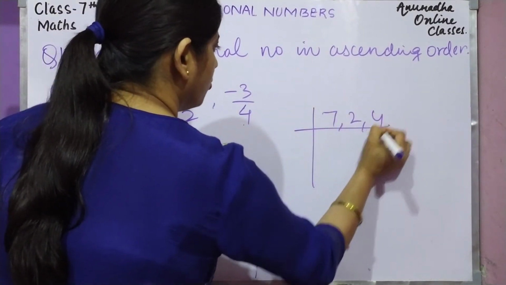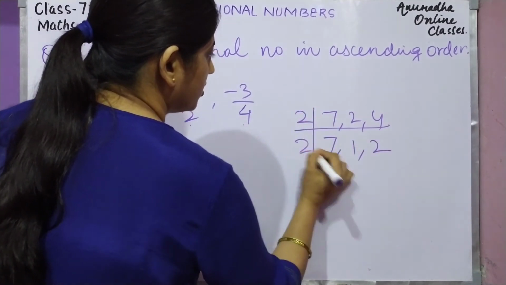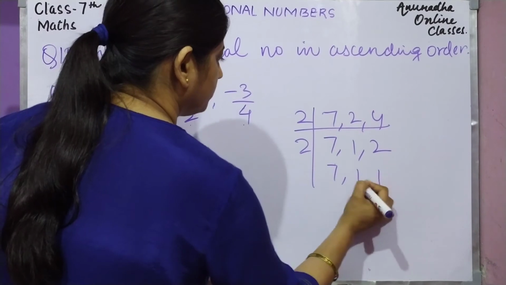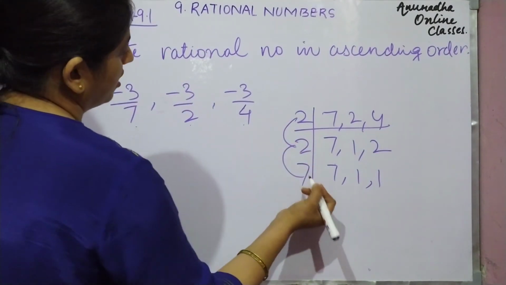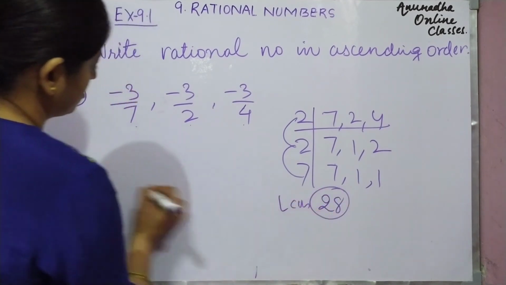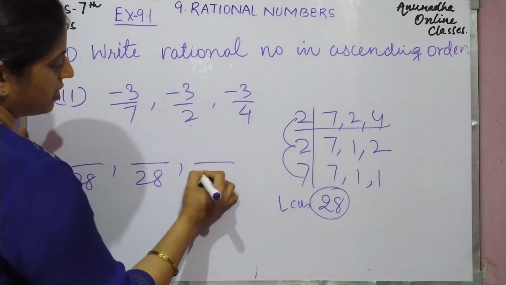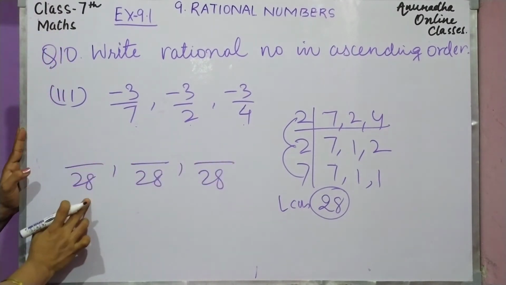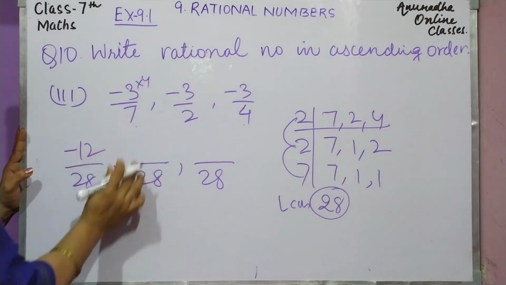7, 2 and 4. 2, this is 1 and 2. This is again. Then 7, 2, 2s are 4. And 4 7s are 28. What is our LCM? LCM is 28. So just put it 28, 28 and 28, right? 7 कितने जा? 7 4s are. So this is what? -12, right?